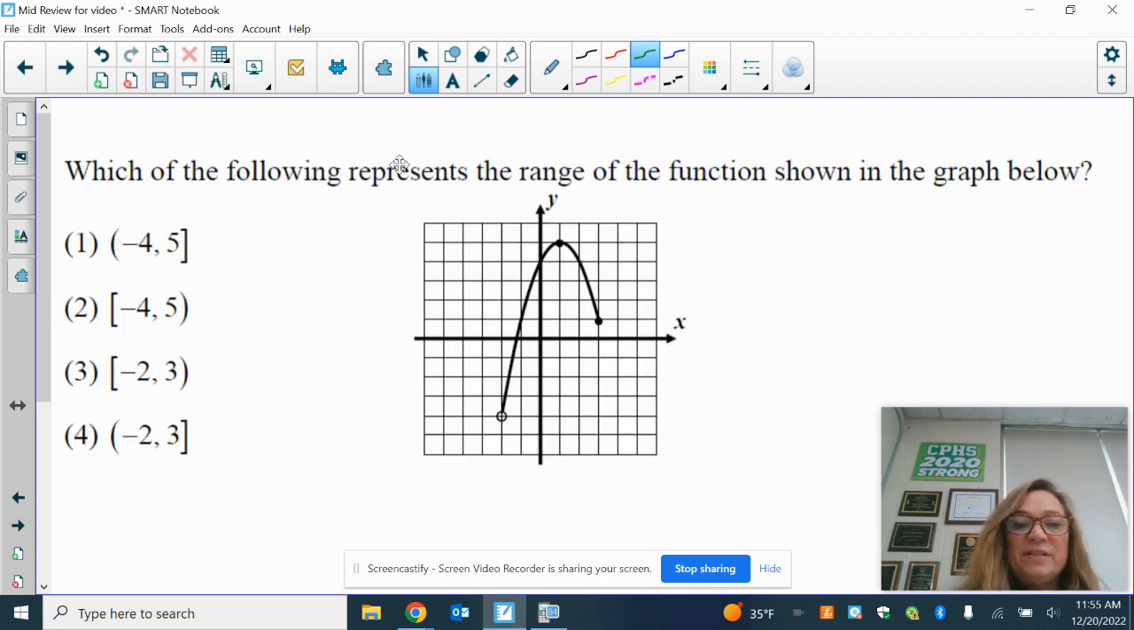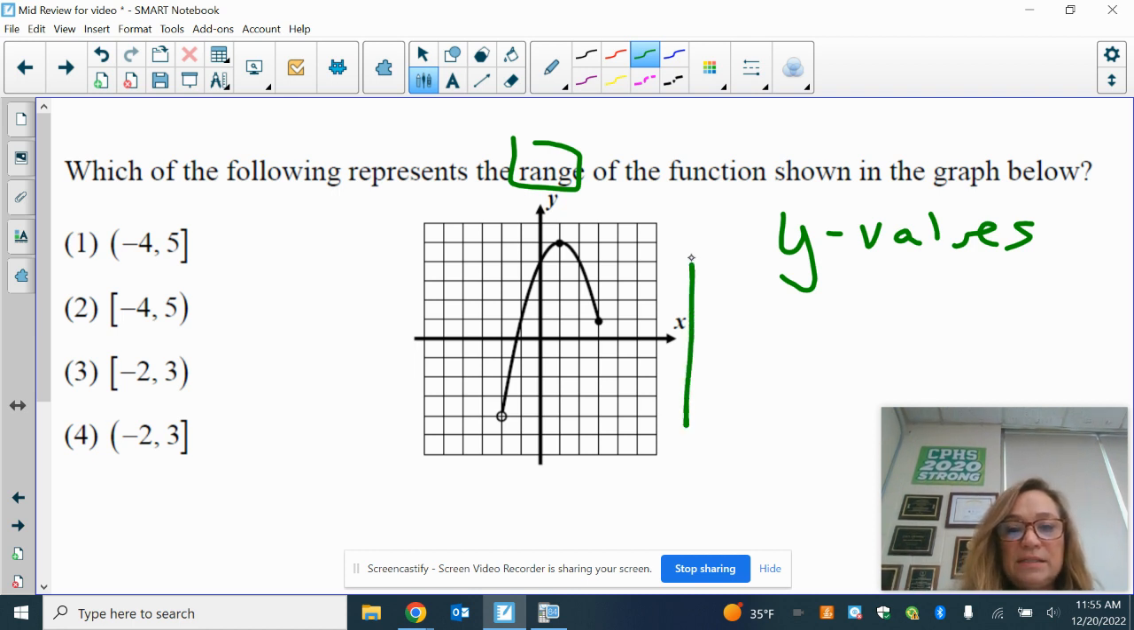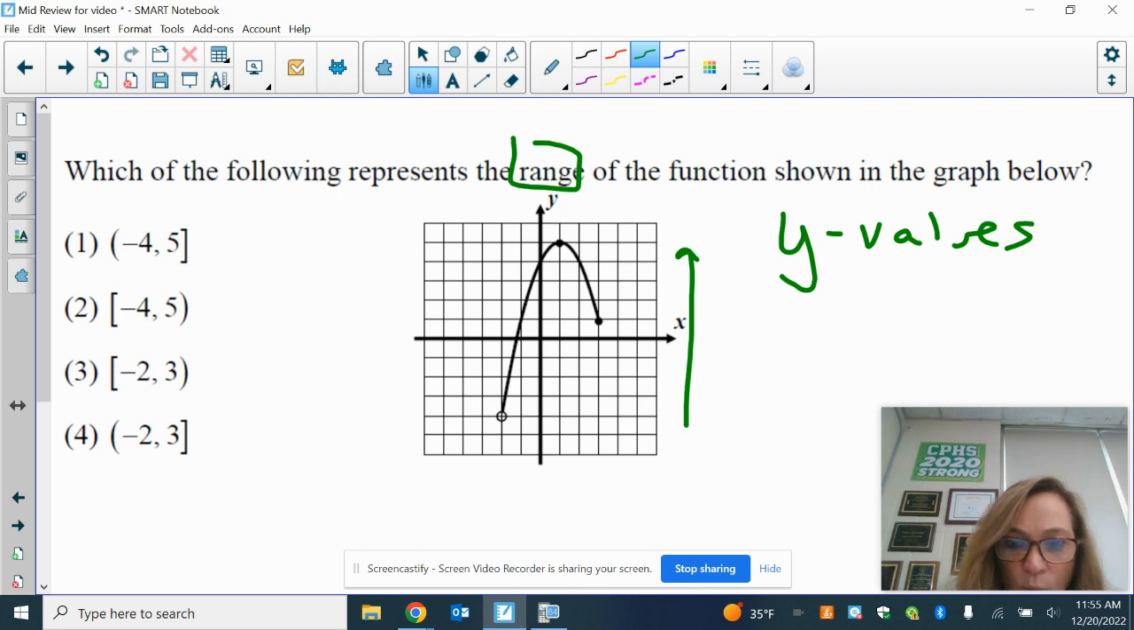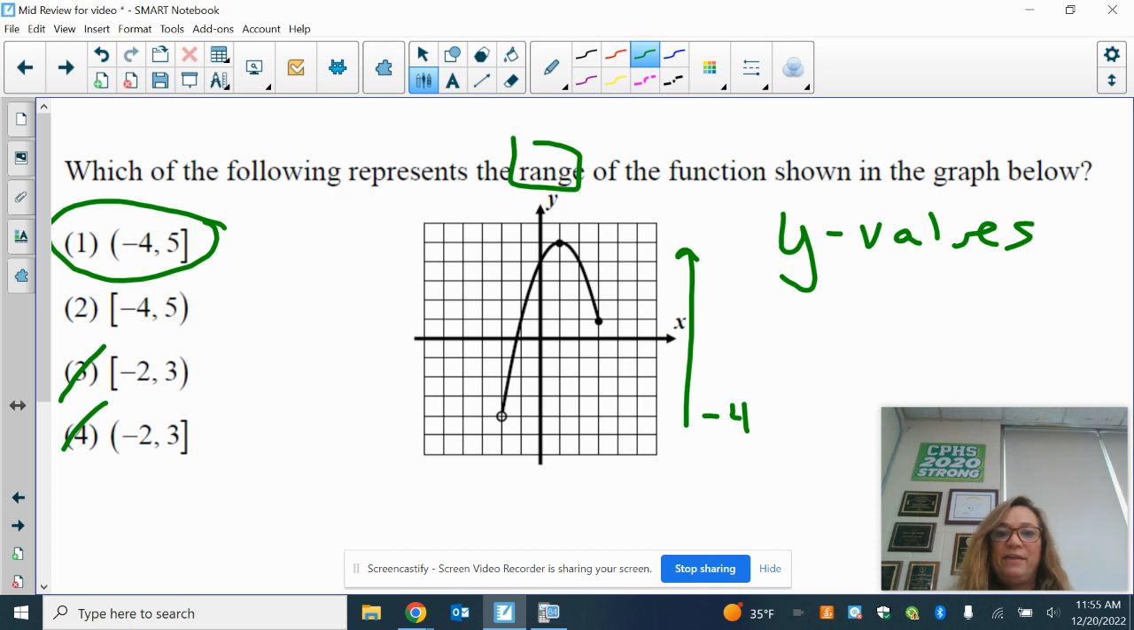Which of the following represents the range? Now, range is the y values. So that means that I'm going from low to high. The low looks like a -4, and the high looks like a 5. So from -4 to 5, there's a closed circle at the 5 and an open circle at the -4. Remember, range is the set of y values. Domain is the set of x values.